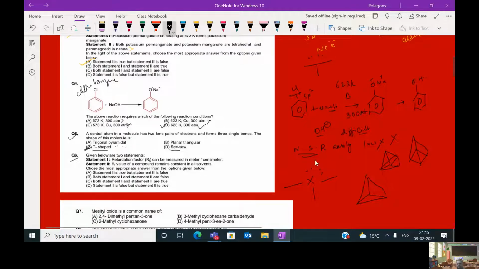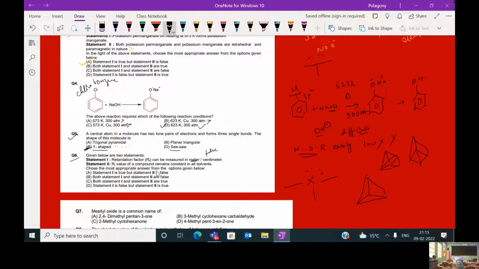Now we discuss another question. Given below are two statements. Statement 1: retardation factor RF can be measured in meters and centimeters. Statement 2: RF value of a compound remains constant in all the solvents. Choose the most appropriate answer. Statement 1 is true but statement 2 is false. Measuring in meters is not appropriate, so it is false.